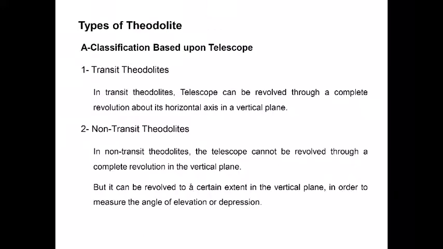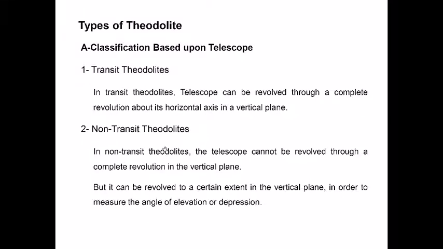Now we'll discuss some types of theodolite. First, the classification based upon telescope. Like we discussed previously in the auto level, the telescope is the part of the instrument that helps you to get an enlarged vision, and it has two ends. At one end you have the objective lens, at the other end you have the eyepiece. That is basically the telescope. Now we have two different types of theodolites based on the type of telescope that we have. We can either have a transit theodolite or we can have a non-transit theodolite.